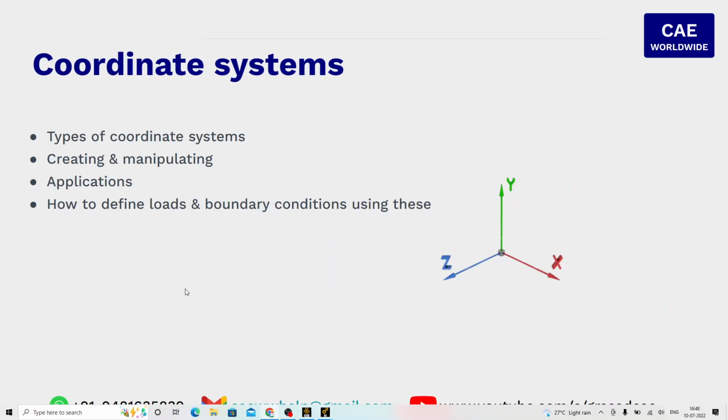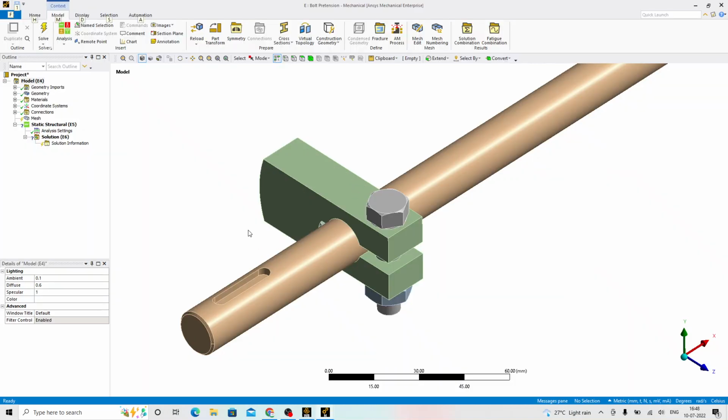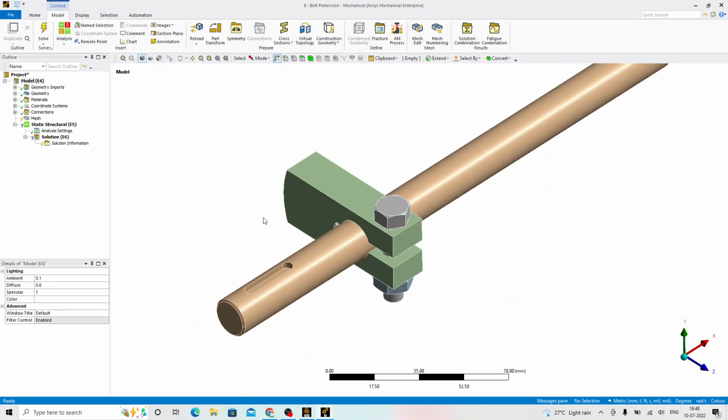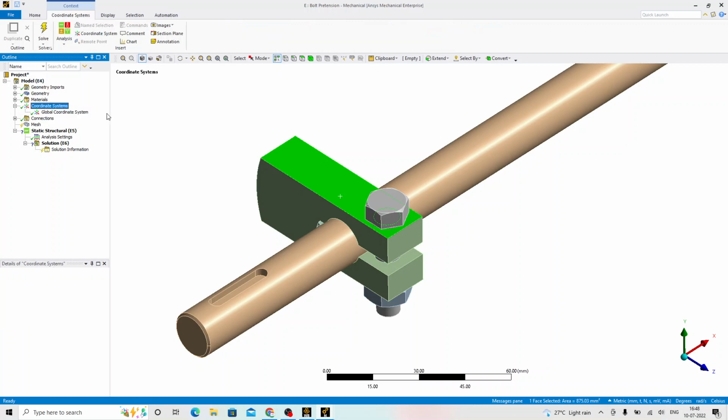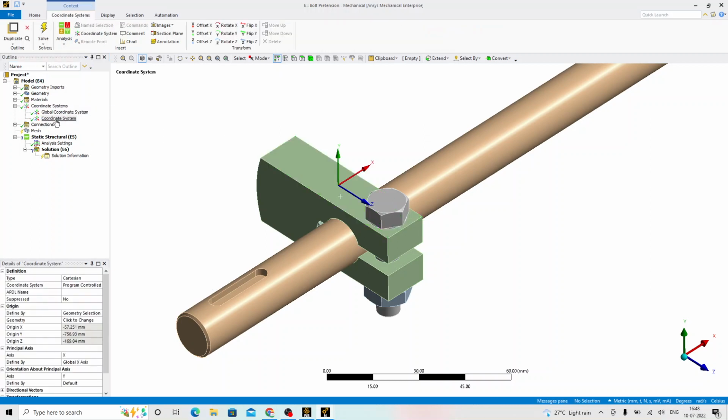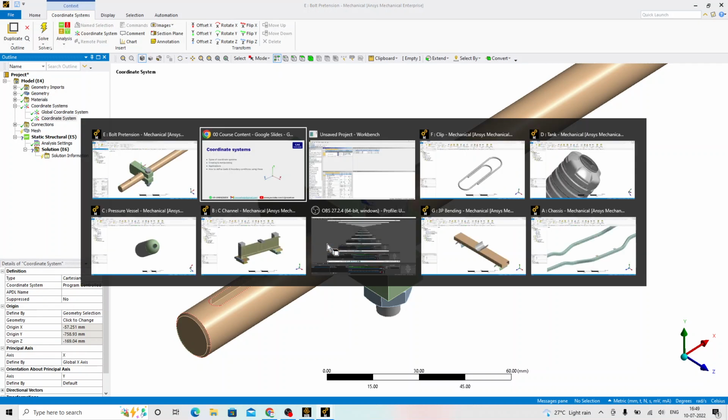The next important aspect is the coordinate system. A coordinate system, which we also call a triad, is the reference with respect to which we define the loads and boundary conditions for the given problem. These coordinate systems can be either Cartesian or cylindrical. Let's say we want to apply a load to a particular body at a certain angle, then the coordinate system has to be defined at an angle so that the force references the coordinate system for application.